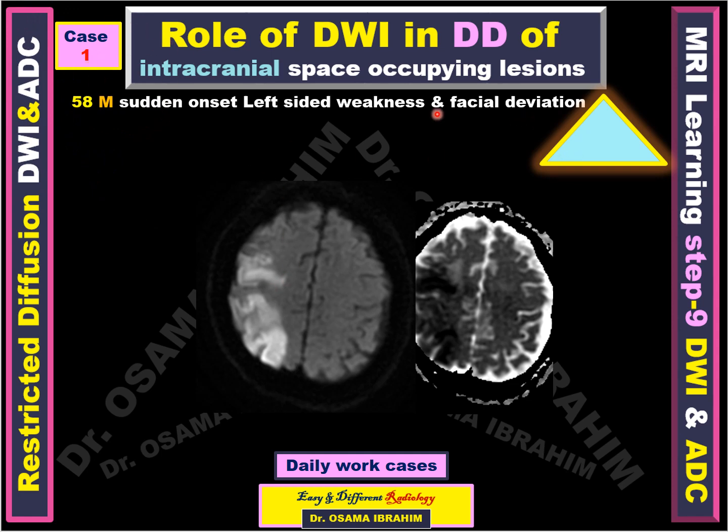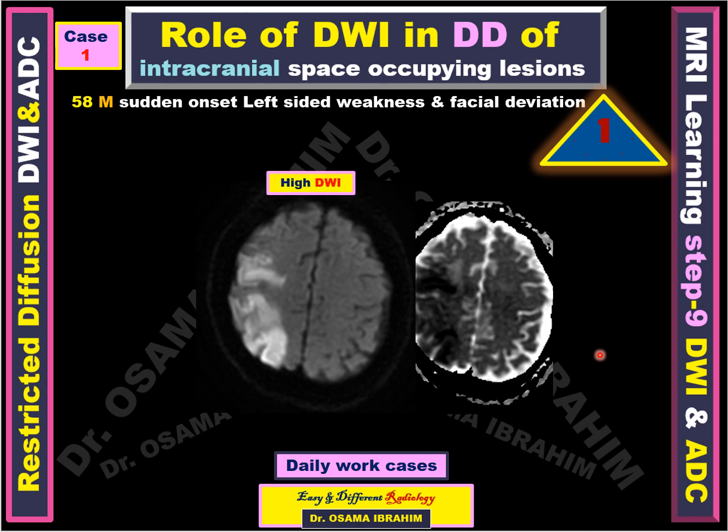Case 1, this is a 58-year-old male with sudden onset of left-sided weakness and facial deviation. And this sequence is a diffusion weighted image, and this one is the ADC map. I will give you 10 seconds to answer the previous questions as I explained before.